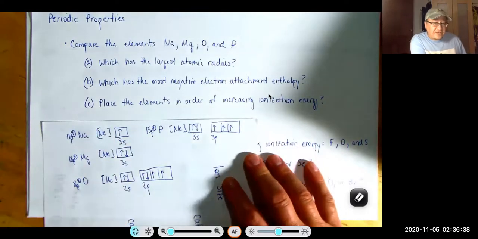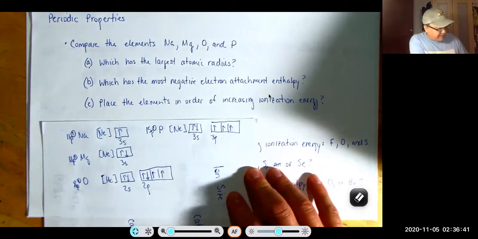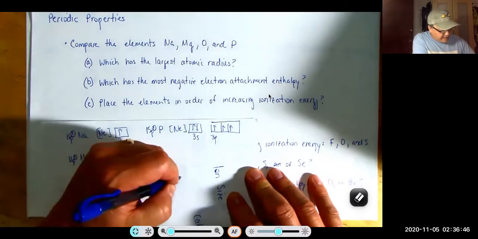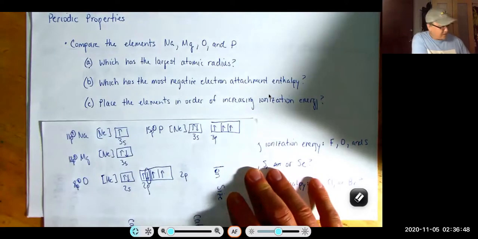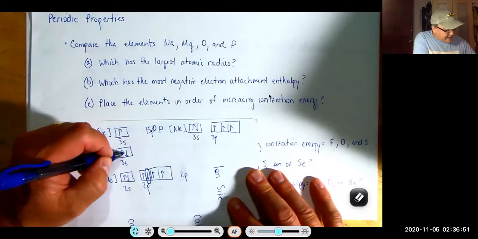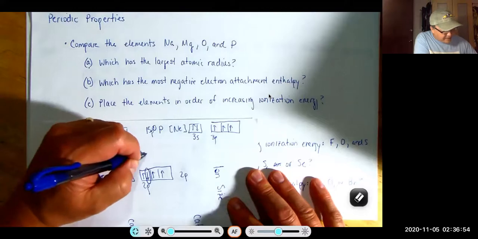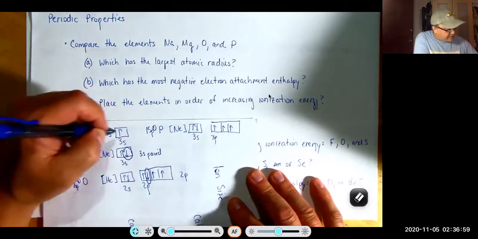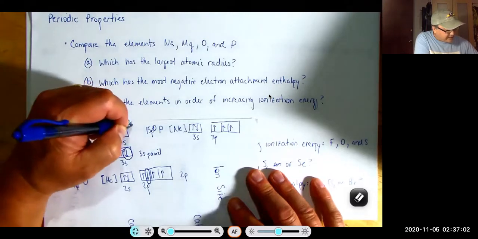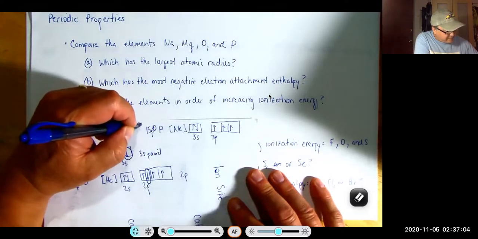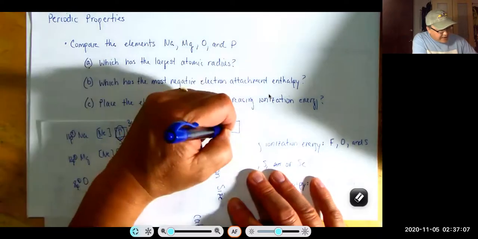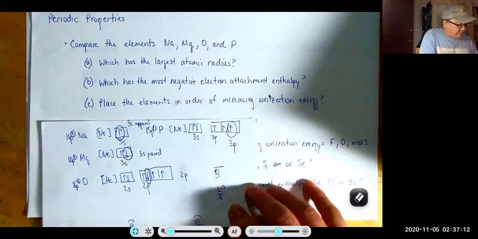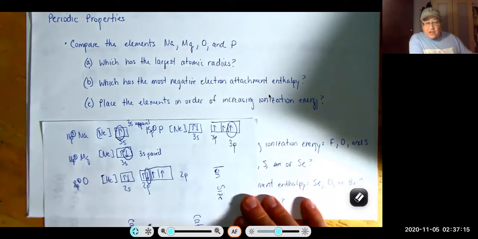So for ionization energy, let's look at the electron we're taking away from each of these. For oxygen, it's going to be this one. That's a 2p electron. For magnesium, you're going to take this one away. That's a 3s paired. For sodium, it's going to be this one. That's a 3s unpaired. And for this, we're looking at a 3p. So this is a pretty tough one to do now that I look at it in more detail.